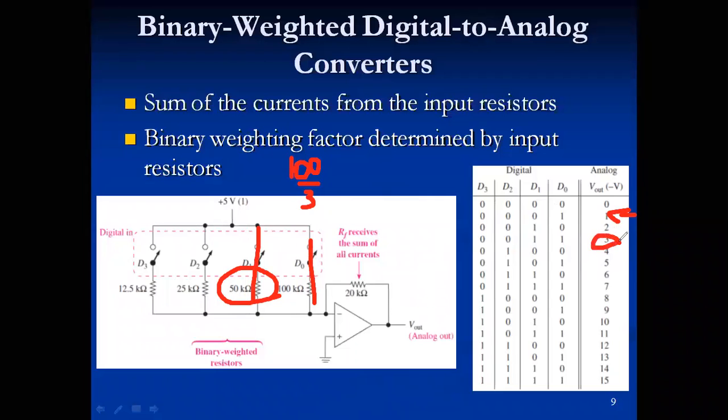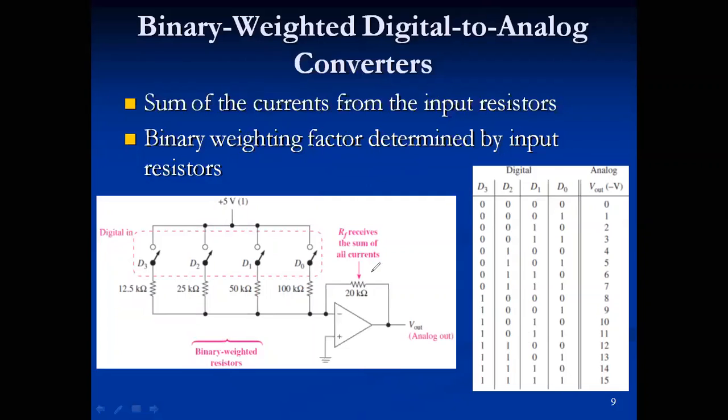I am building myself an analog voltage converter. I start with the digital and I end up with the analog. And I can control exactly what values I get. I can control this. How do I control these numbers from 0 to 15?